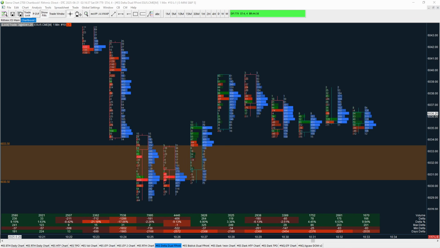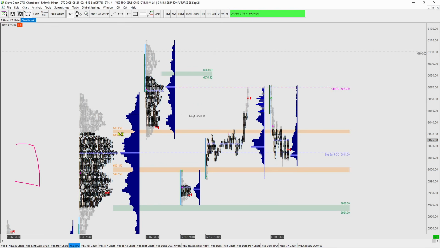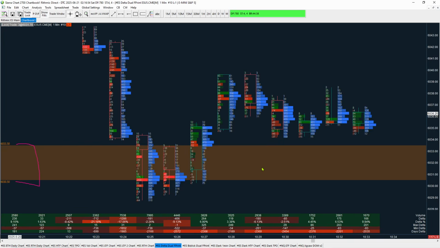So a great example is today we came down into this 33 to 30 zone. You can see where I got that from. That was the LVN right here. We came into that zone, and what did we see? A bunch of trapped sellers. We saw selling hit the tape and a lot of volume kick in as well.